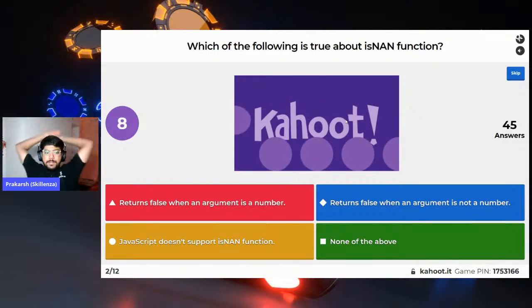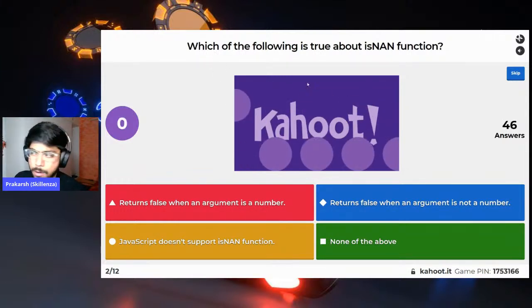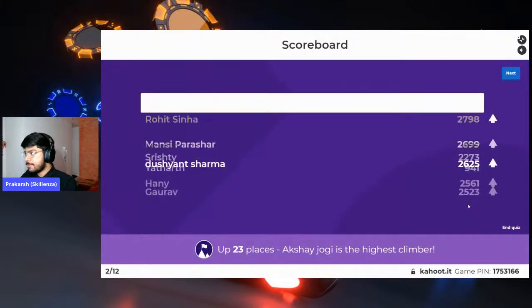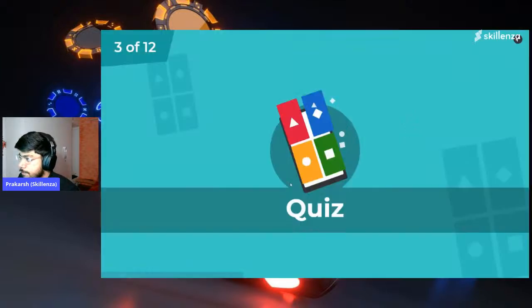Ample amount of time. You can just sit back, have a cup of tea. But I guess we have to decrease the time of the questions because it's too much. 21 people got it wrong! You had ample amount of time. Rohit Sinha is on the top. We have Mansi Parasha, Dushyant Sharma, Hani, Gaurav. Welcome, guys, to the leaderboard.